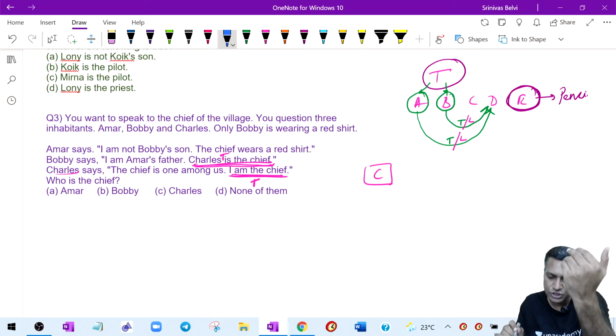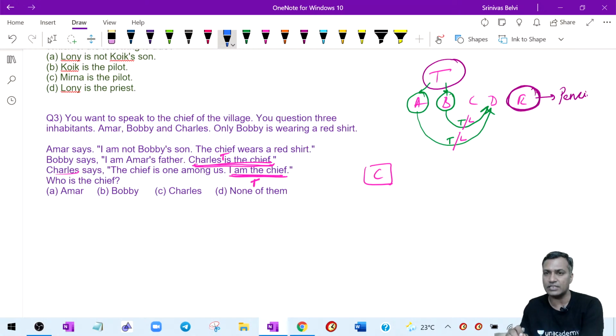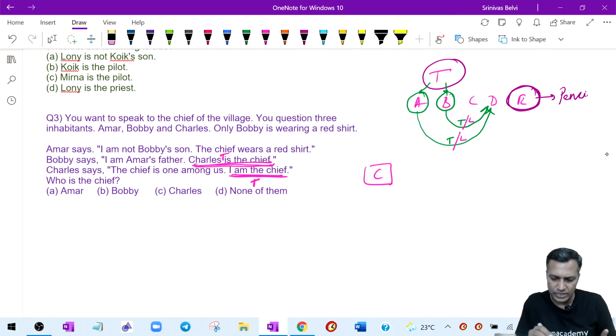Let me assume that this is true. Now this is an exceptional statement, in the sense that there is a skewness here. What is the skewness? The chief is one of us. All right, fair enough. Others are trying to say that I am not Bobby's son, the chief is not wearing a red shirt, I am not Amar's father. Now he is giving a very vague piece of information, saying that the chief is one among us. It doesn't matter. What I'm trying to say is, don't go to A, stick to B or C and try to analyze this particular statement.